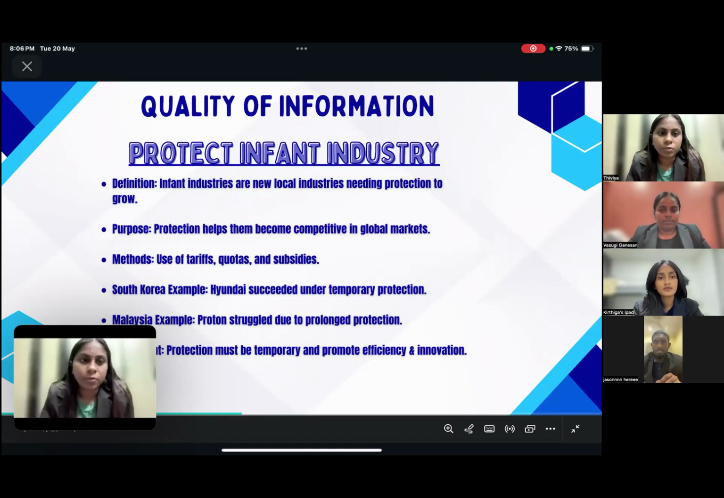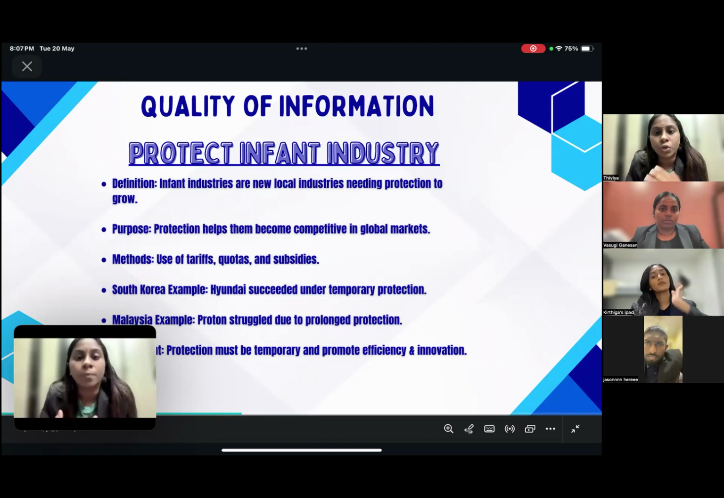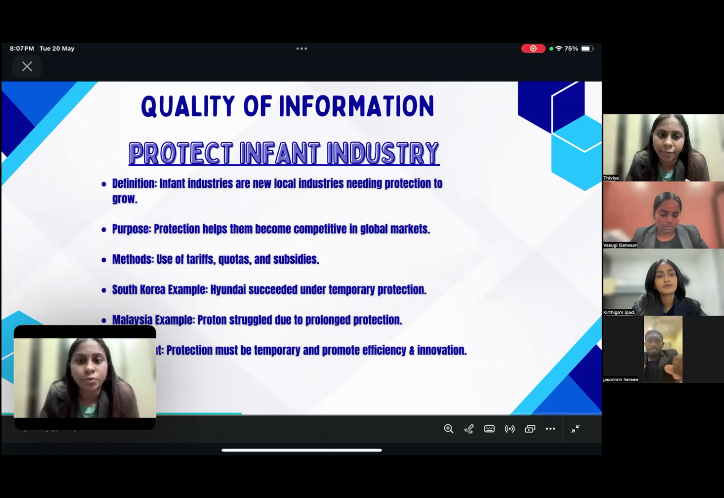Next, we are moving to the quality of information. The first point is protecting infant industry. Basically, infant industries are small, new industries in a country that can't yet compete with strong foreign companies. By giving them temporary protection, governments help these industries grow and become globally competitive. This protection comes through tariffs, import limits, and financial support.